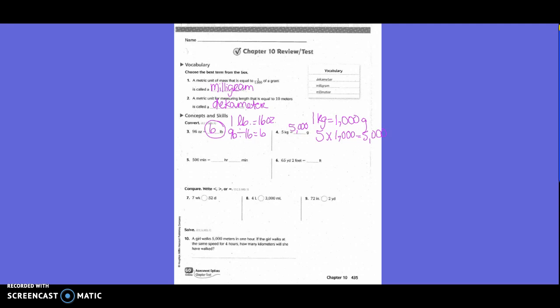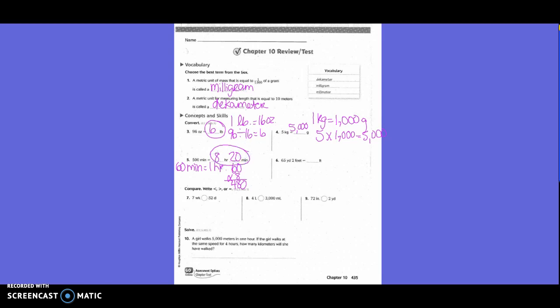Now we have 500 minutes equals so many hours and minutes. I know that 60 minutes equals 1 hour. I also know that 6 times 8 is 48, so 480 gets me close to 500 without going over. So I would say 8, and then I would take 60 times 8 and get 480, leaving me 500 minus 480 equals 20. So 8 hours, 20 minutes.